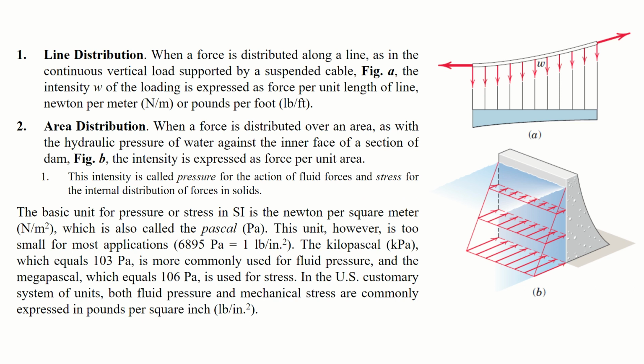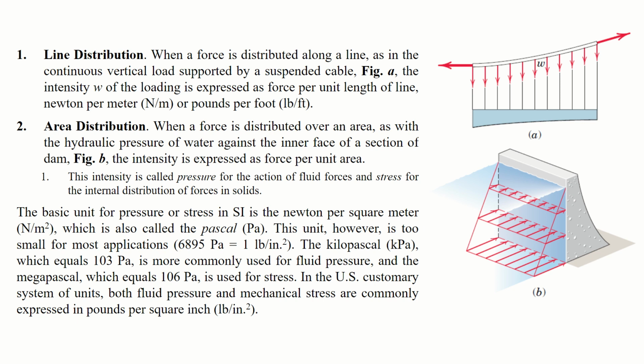Number one, line distribution. When a force is distributed along a line, as in a continuous vertical load supported by a suspended cable, as you can see in figure A, the intensity W of the load is expressed as force per unit length of the line, newtons per meter or pounds per foot. The second is the area distribution.